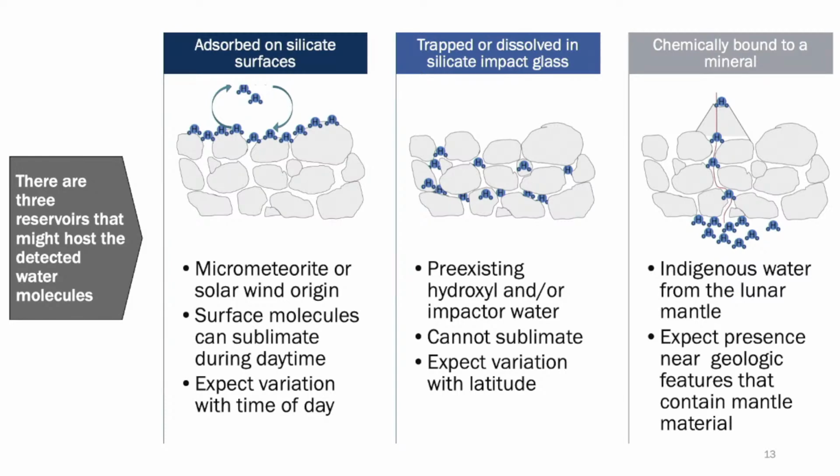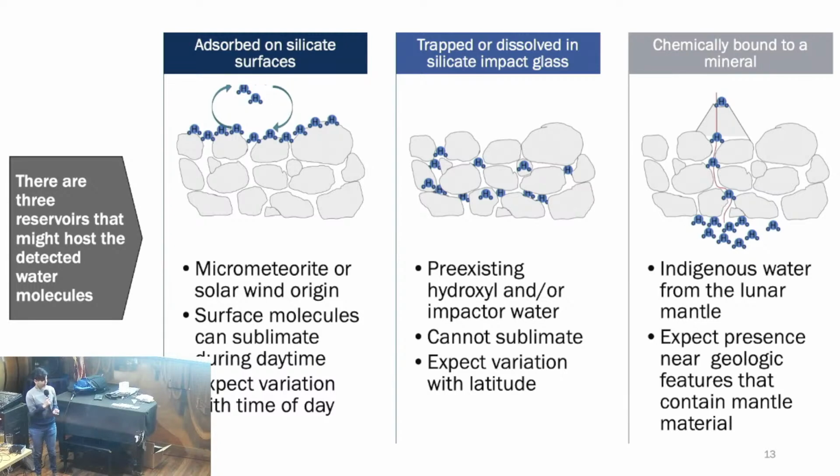And so if this is the case, we're going to expect that at nighttime we're going to see a lot of water, and then at noon we're going to see less water. The second one is if you have water that's underground, kind of trapped within grains or inside of silicate glass.